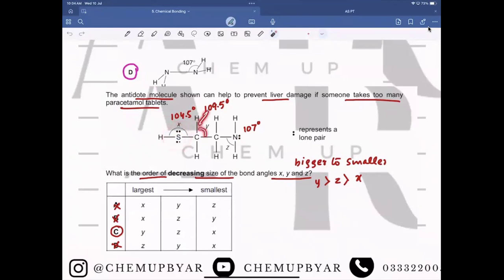Angle X has 104.5 degrees because it has two bond pairs and two lone pairs, right? Angle Y is going to be 109.5 because it has four bond pairs and no lone pair. And angle Z has 107 degrees because the nitrogen atom has three bond pairs and one lone pair. So the biggest one is going to be Y, then we have Z and then X. So Y, Z and X is the C option. Is this clear?